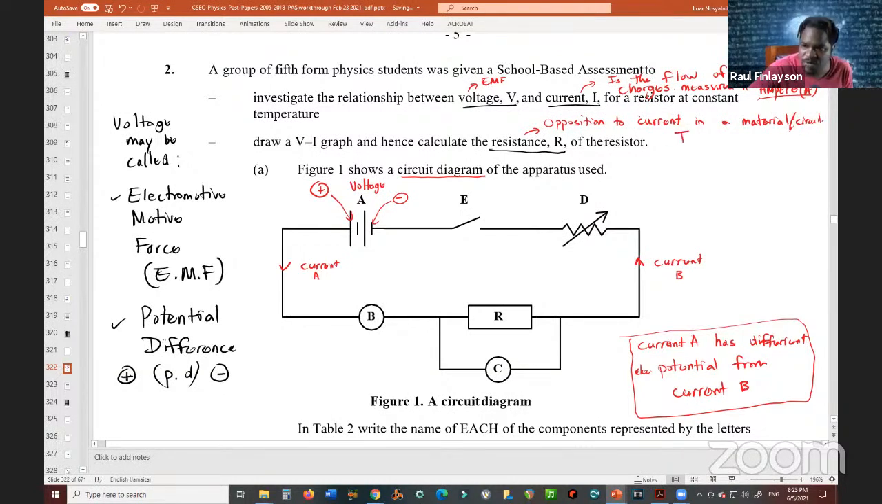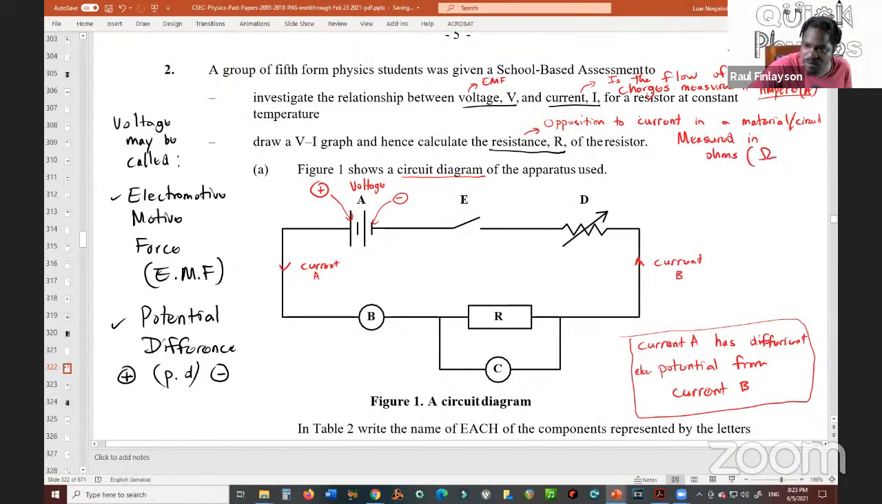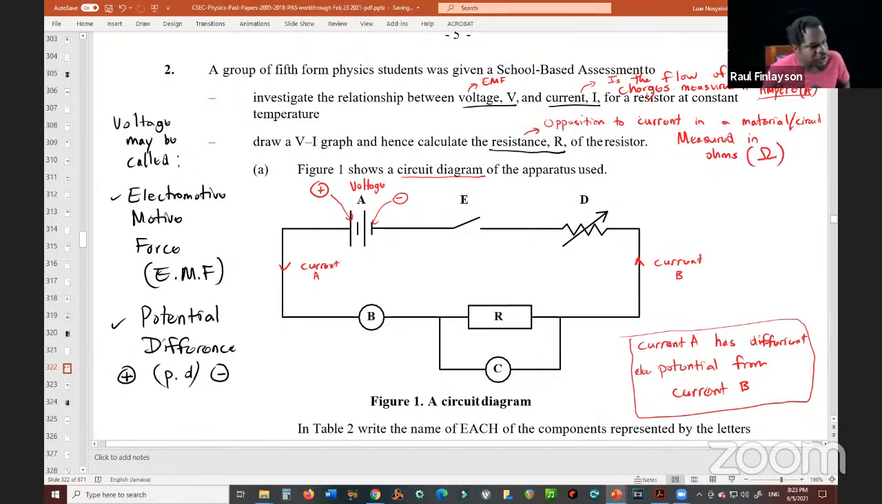Also, a point to note here: opposition to the flow of current in a material or circuit is measured in ohms. Very important. And the symbol for ohms is the Greek letter omega. I think that's the 18th letter in the Greek alphabet, the last one. So those two things you should know about electrical resistance, guys.